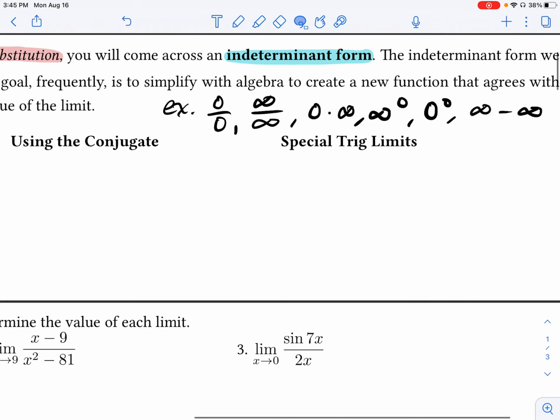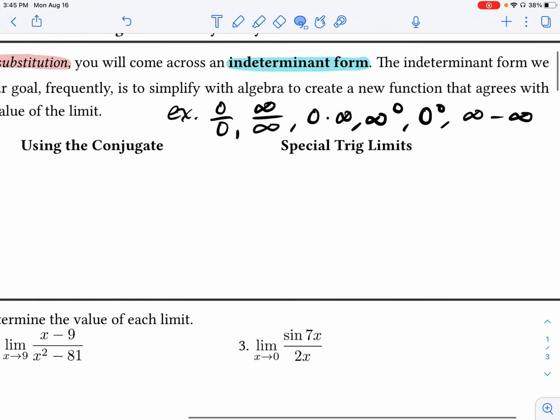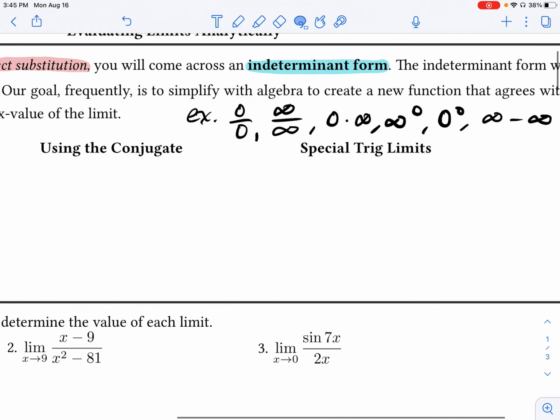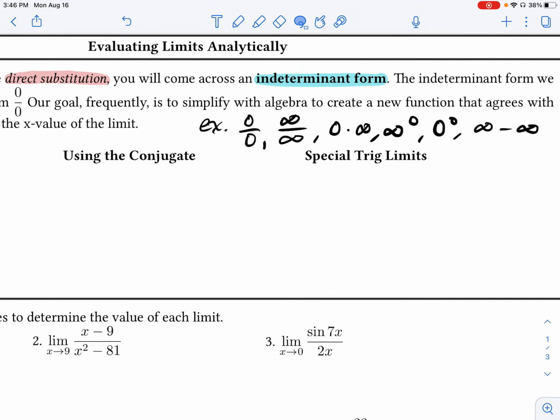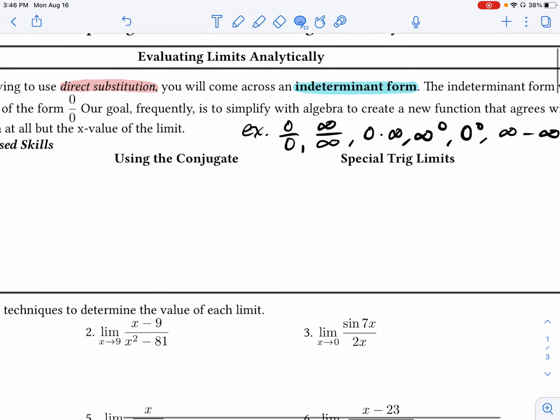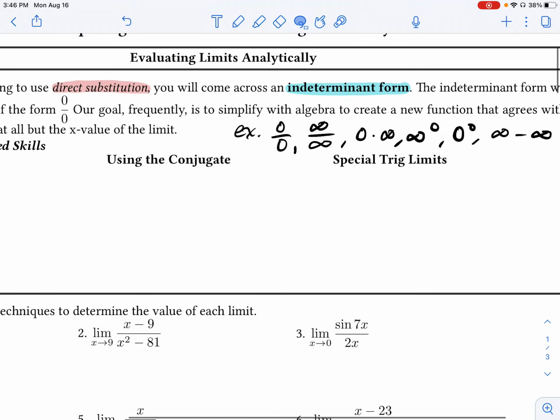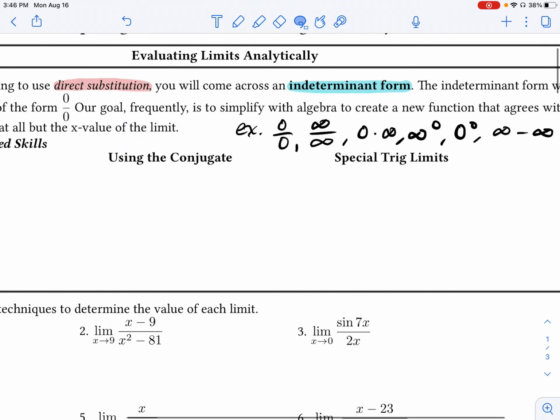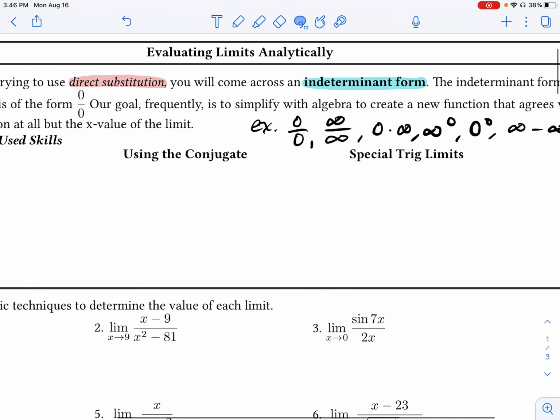And so what we're going to look at are a number of functions today where we'll be evaluating the limit at a specific x value, and we'll look at what we need to do when we arrive at indeterminate form. Our goal often is simply to use algebra or sometimes trigonometry to create a new function that is pretty similar to our original function, but more importantly, it gives us an equivalent limit. So let's talk about what that means.